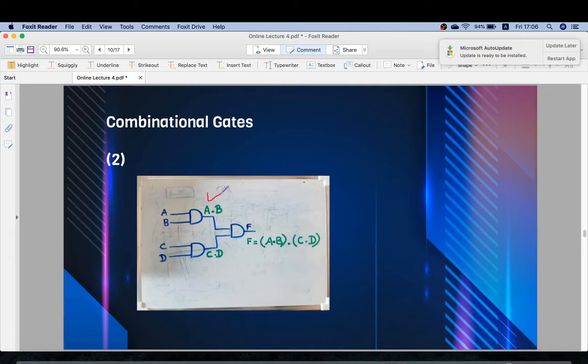This is the combinational logic gate example of the AND gate. The AND gate is used whenever we want to have the product of variables. For example, A and B were the input and the output was A into B. C and D were the input and C into D was the output. So the final output with the AND gate was A dot B into C dot D. Whenever we want to take the product of the variables, we will use an AND gate.